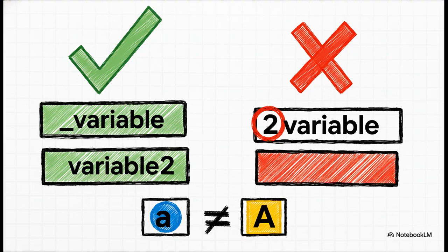They have to start with a letter or an underscore. They can't ever start with a number. And this last one's a big one to remember. They are case sensitive. That means a box named age with a lowercase a is a totally different box than one named age with a capital A.